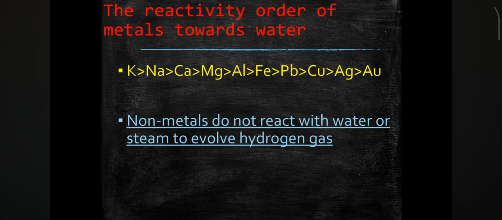The next is reactivity order of metals towards water. As shown in the slide, potassium has the highest reactivity towards water and gold has the least. Whereas non-metals do not react with water or steam to evolve hydrogen gas.